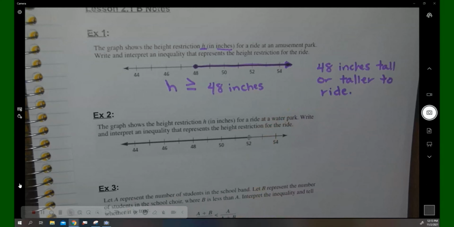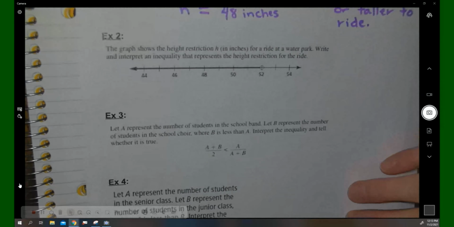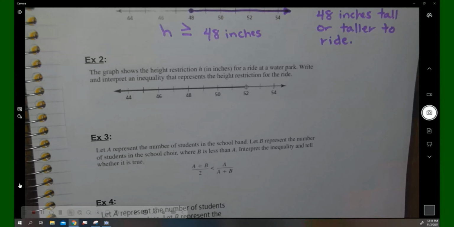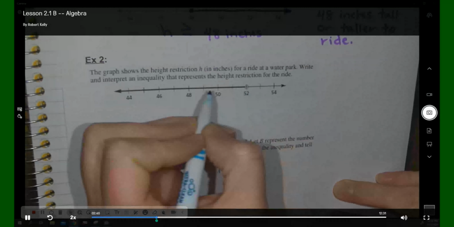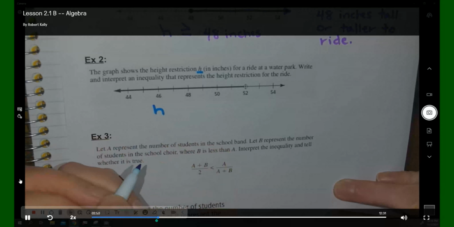So just a reminder of what we were just talking about. For example 2, it says, the graph shows the height restriction h in inches for a ride at a water park. Write and interpret an inequality that represents the height restriction for the ride. As I'm looking at this one, the first thing I'm noticing is that our variable is h. Again, we're talking about height.